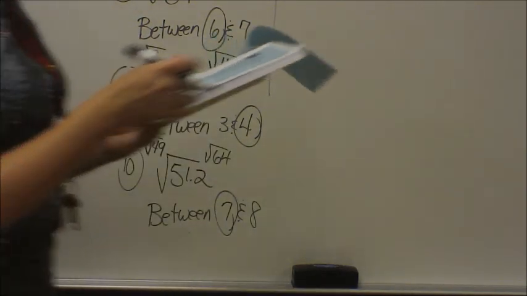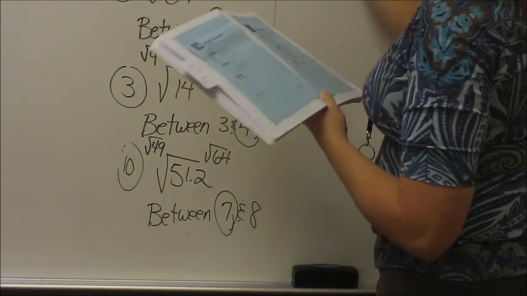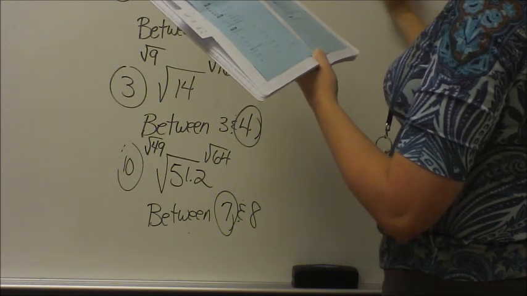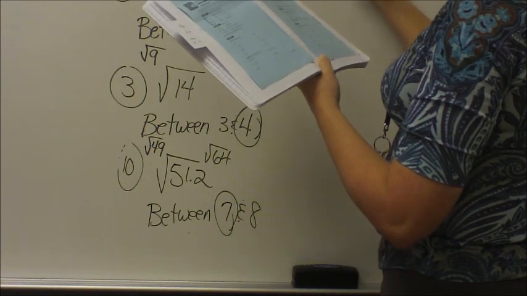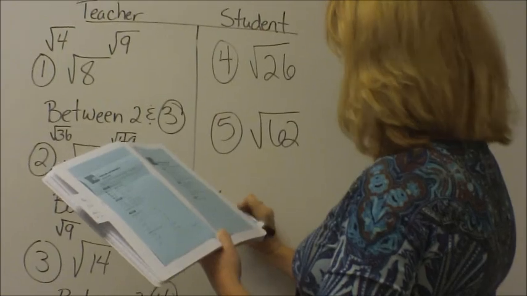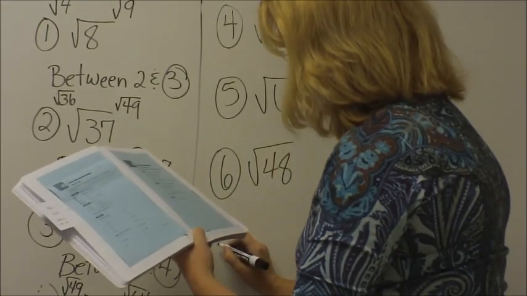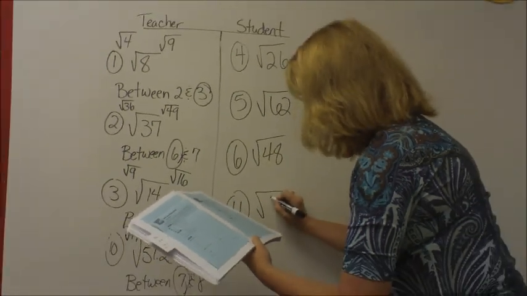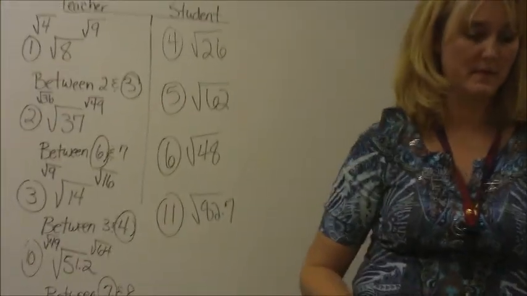All right, so let's do a few of these on the student side. Let's do square root of 26. Let's do square root of 62. Number 6, square root of 48. And then we'll do one of those with the decimal. Let's do number 11 at the bottom, square root of 82.7. Okay, there's your student problems.